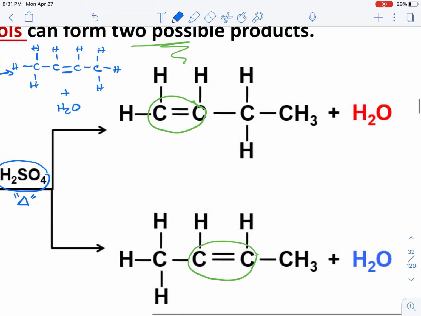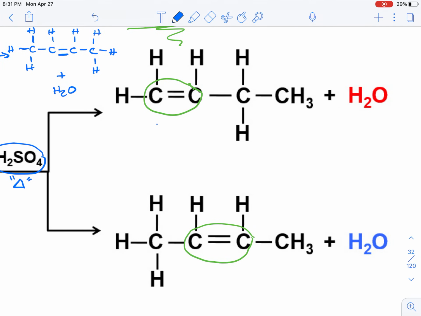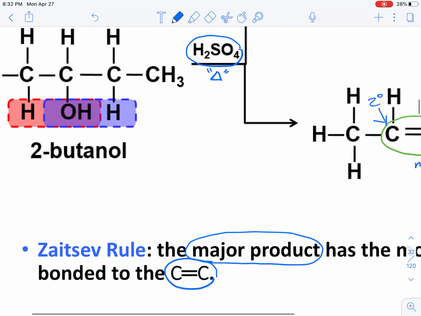And so if you guys are looking at the two possible products, this is going to be the minor product. Only a small portion of the molecules will have the double bond between the first two carbons. But the majority of the products produced from this dehydration reaction will have the double bond on the side that has a higher value. So this is a secondary carbon because it's next to 2 carbons. This is also a secondary carbon. Okay. All right. So that's Zaitsev's rule.